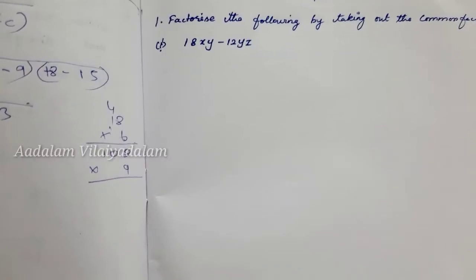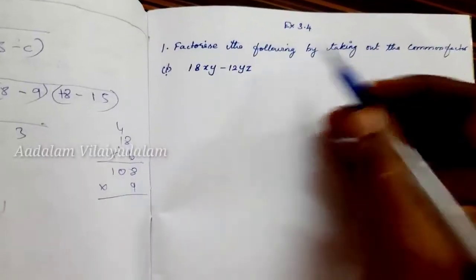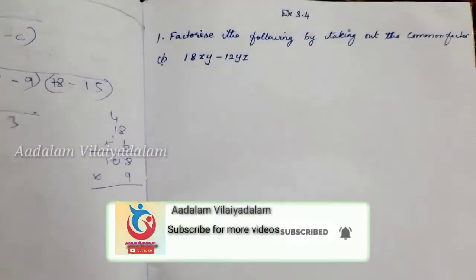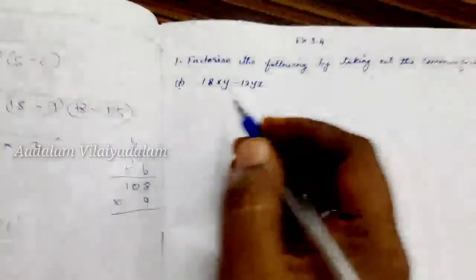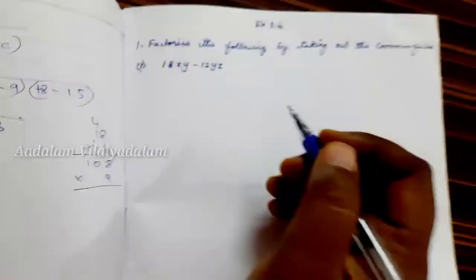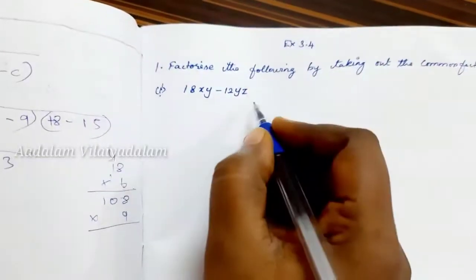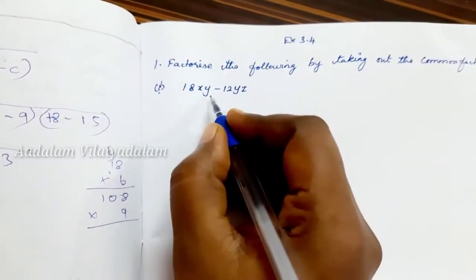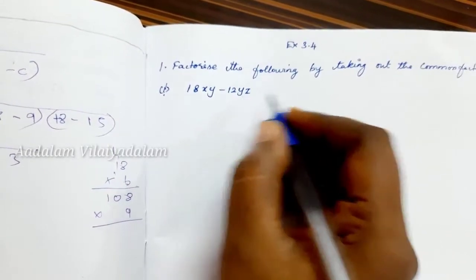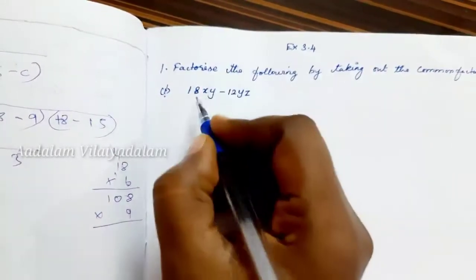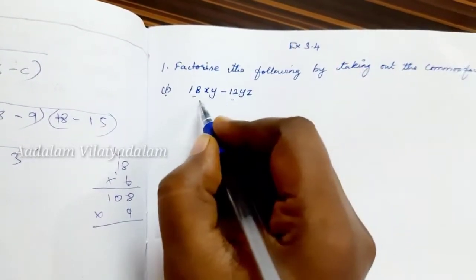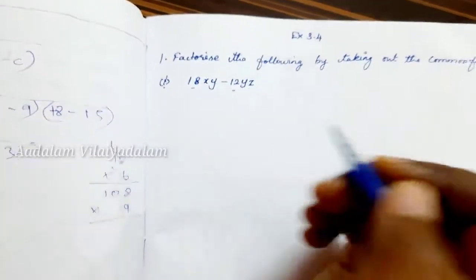Today we shall learn exercise 3.4 question number 1. Factorize the following by taking out the common factor. Subdivision 1, 18xy minus 12yz. So here two terms are given: 18xy is one of the terms, and the other term is 12yz. Now we are going to factorize these two terms using the numbers which are the coefficients of xy and yz.